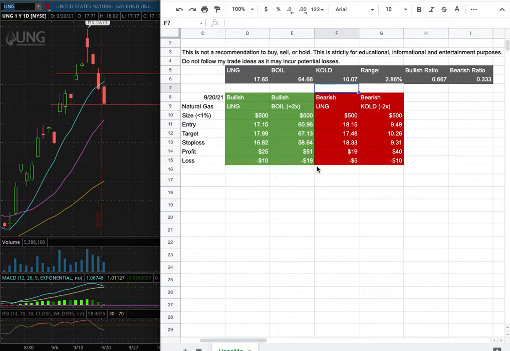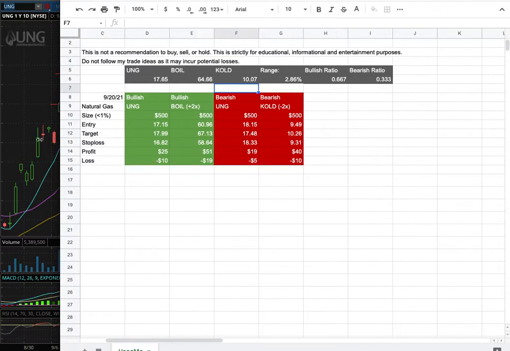However, if I were to open a short position, my entry is at $18.15, and that is this range there. My sell target is at $17.48, and my stop loss is at $18.33. So whichever entry price were to hit first, that'll be my position of the week.